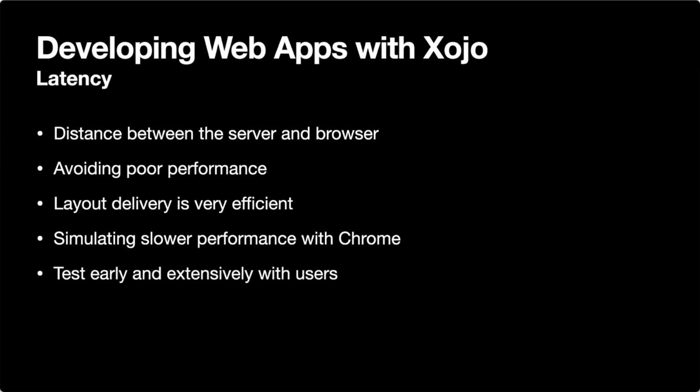And this leads to testing in general. The best thing you can do with a web app is test early and extensively with your users, especially if they're distributed over a wide area. This is different from mobile and from desktop because, generally speaking, the performance you're going to see on your own machine is going to be pretty close to what the user sees. But with web apps, that's not necessarily the case. So you definitely want to test parts of your app as early as you can in case you need to tweak it to get better performance.